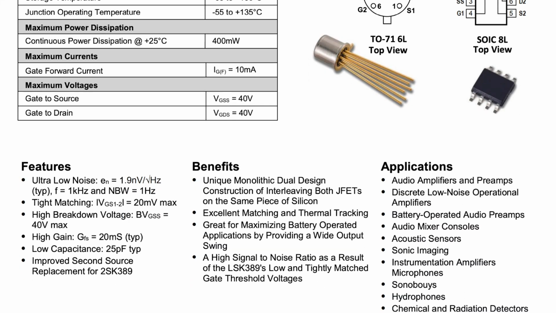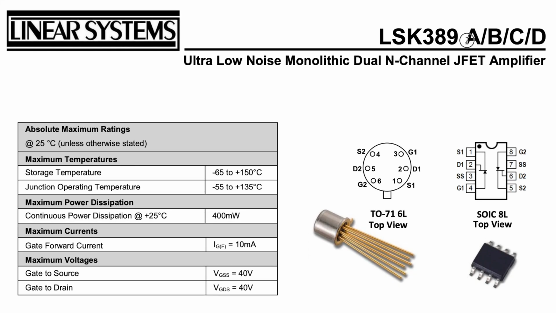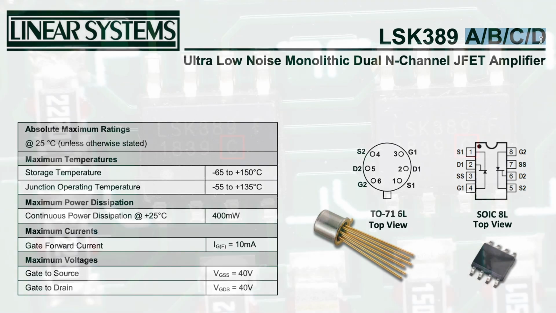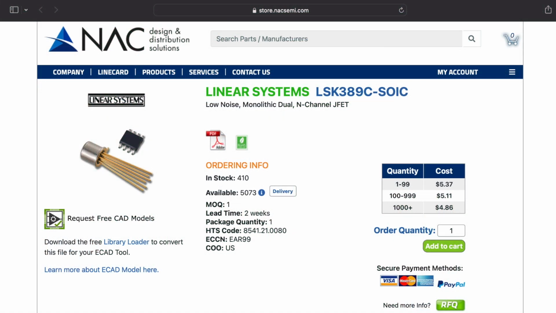The datasheet for the LSK389 explicitly says that it's designed for use in audio amplifiers and preamps. The LSK389 comes in four variants, the A, B, C, and D. The Cloudlifter CL-1 uses the C variant, which doesn't seem to be available from the usual big distributors like Mouser and DigiKey, at least not in the surface mount form factor. I see it available from a company called NAC Semi. I'll put a link in the description below.